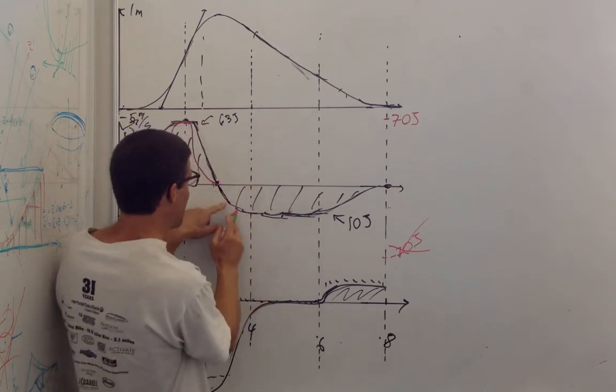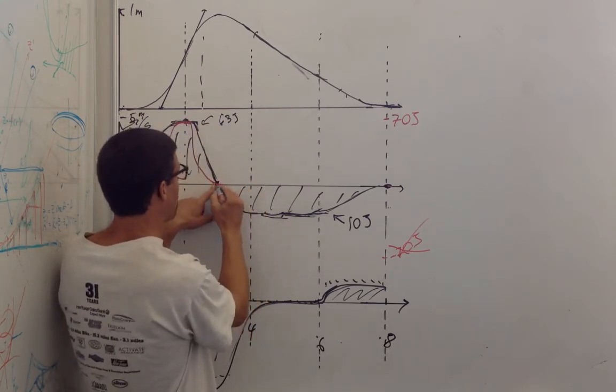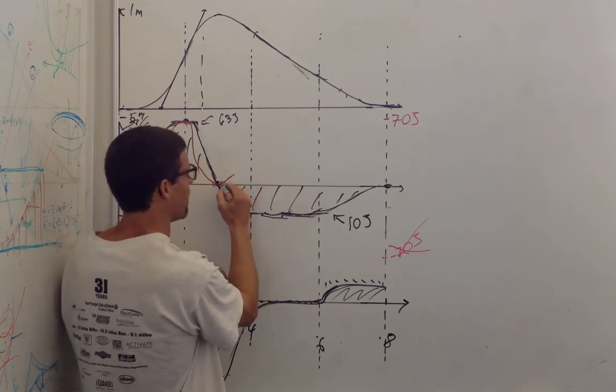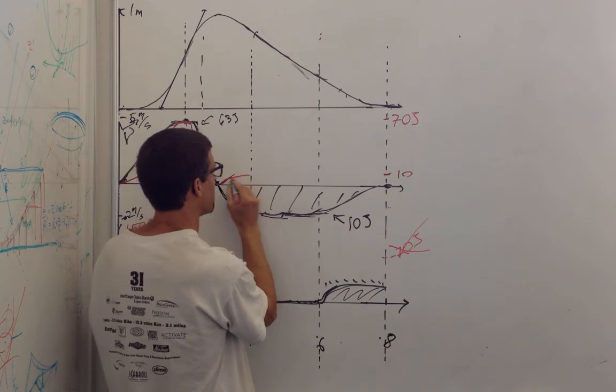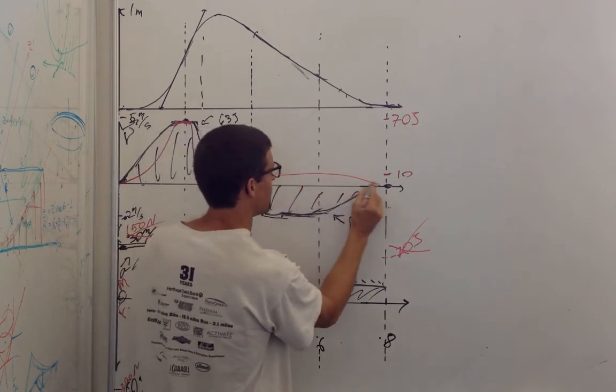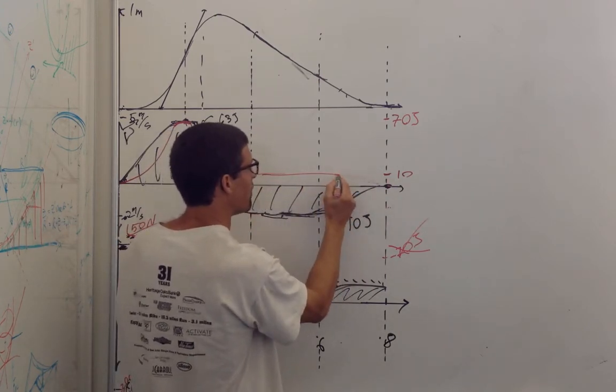Now, this negative kinetic energy, no, it's mv squared, so it would be positive as well here, but this would only go up to 10. So this would look much flatter and go to 0 quicker.